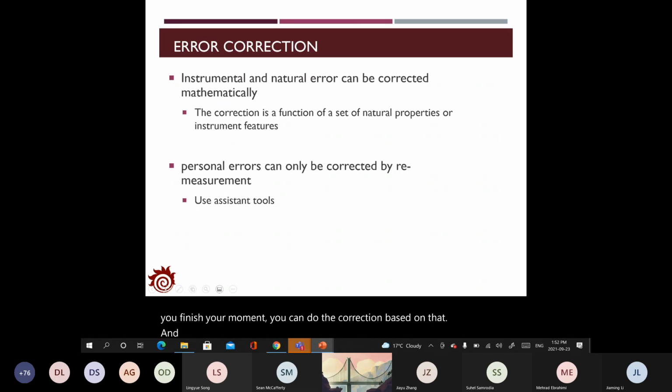For the personal error, usually we can only correct them by repeating the measurement, by following the right steps to operate the machine or to use the tape multiple times, and you can try to remove the personal error. And also you can use some assistant tools, like benchmarks with the known distance to do the correction, and then verify your steps to remove the personal errors in your experiment.